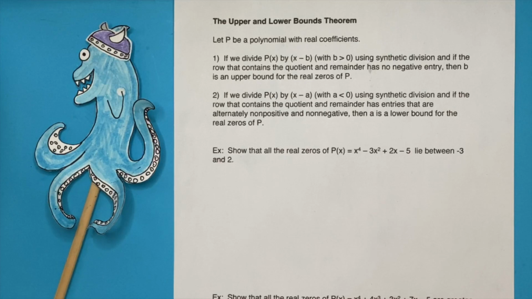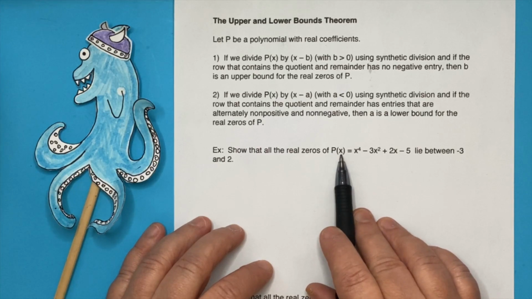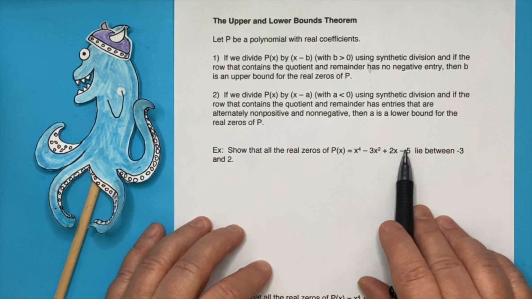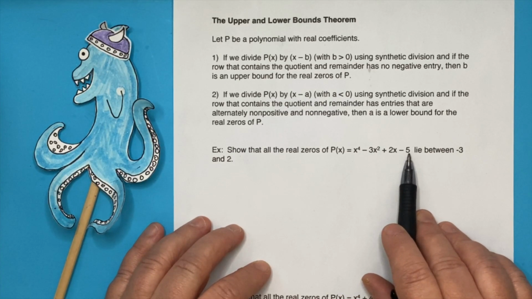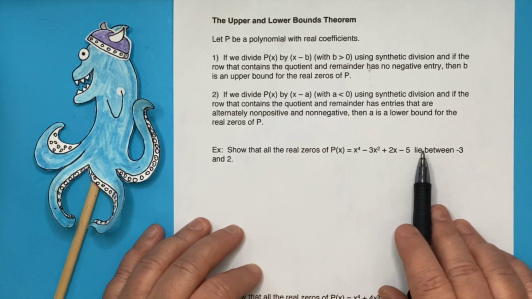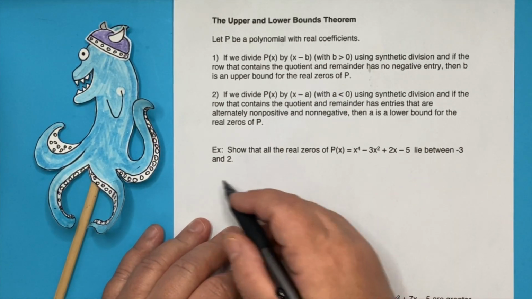So again, it's perfectly acceptable to burst out into hysterical laughter at this, especially if you're working on your midterms right now. So what the heck is going on? Let's take a look at an actual example. What does it look like? So if we've got P of x, and here's our polynomial, x to the fourth minus 3x squared plus 2x minus 5. And we're supposed to show that all the real zeros lie between -3 and 2. So those are our two numbers to test.